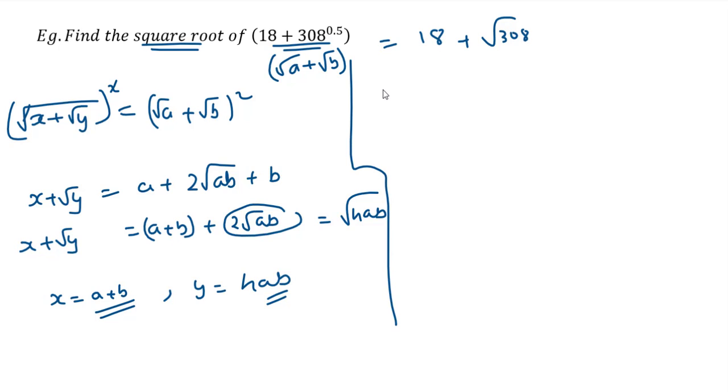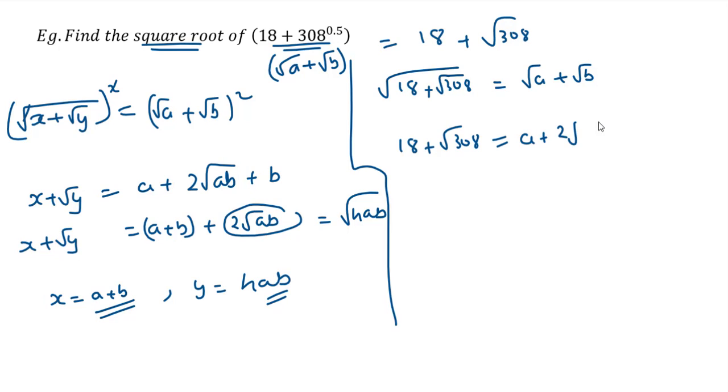So we have to find the square root of 18 plus square root 308. So we'll assume this square root to be root a plus root b. Now we'll square both the sides. So the square and the square root will cancel out. We'll be left with 18 plus square root 308. And the square of this thing will be a square plus 2 times ab plus b square. So a square in this case will be square of this term, which will give us a, plus 2 times square root ab plus square of this term will be b.